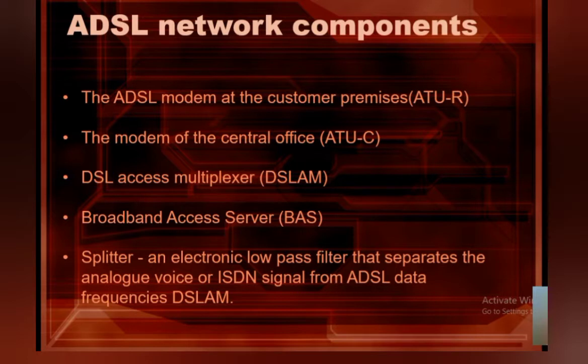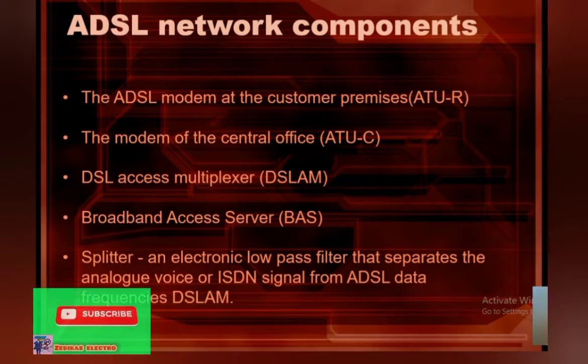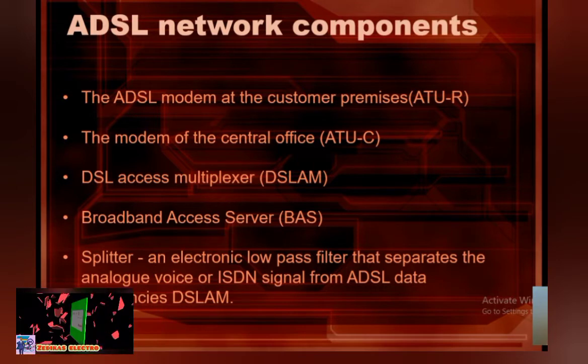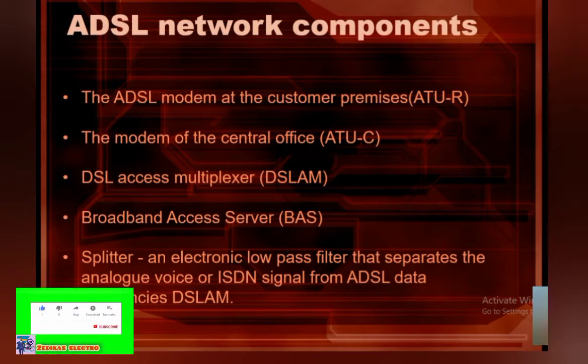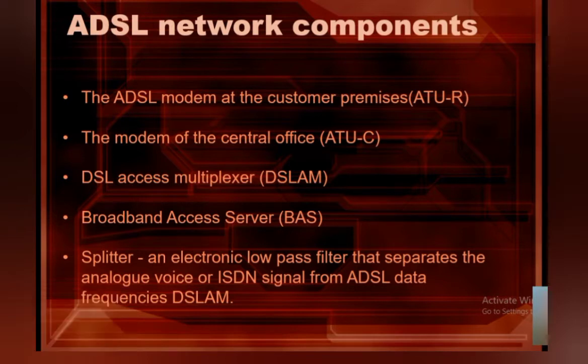Inside the ADSL, certain equipment or devices, to be called ADSL, must include all of these items under it. So the first thing is the ADSL modem. The second thing is the modem for the central office. Third, the ADSL access multiplier. Fourth, the broadband access server.